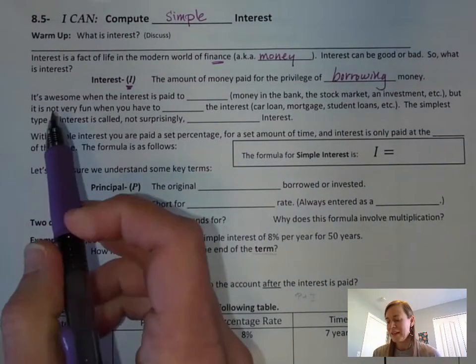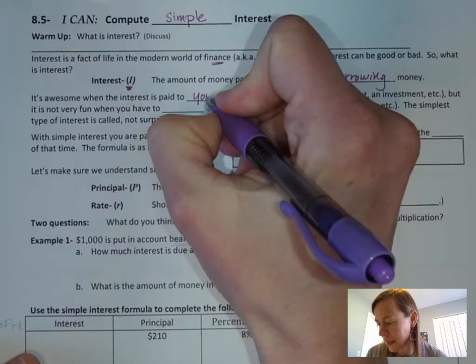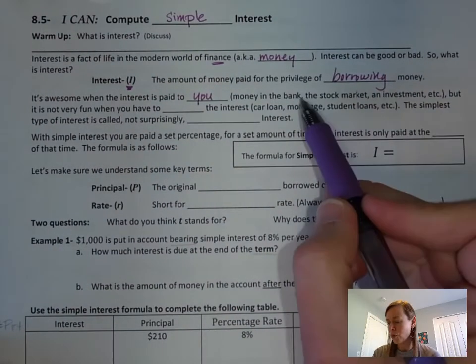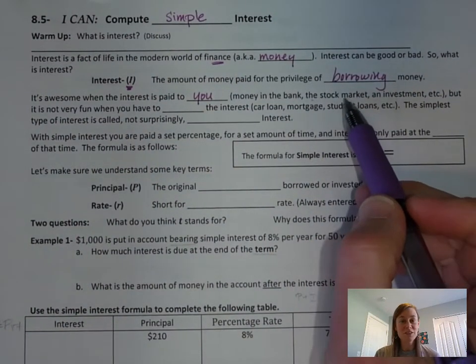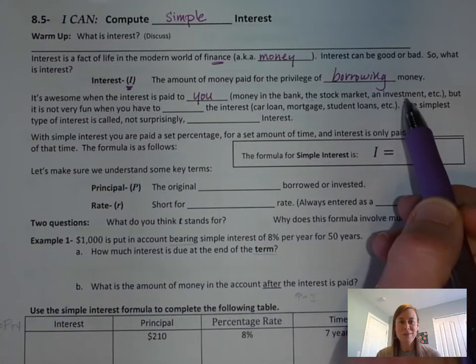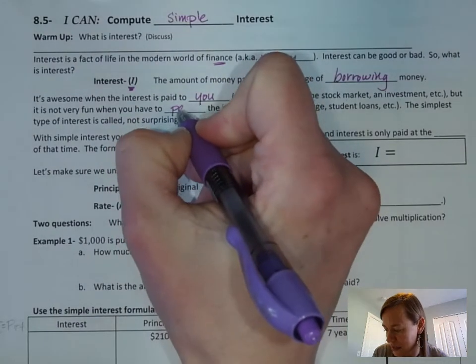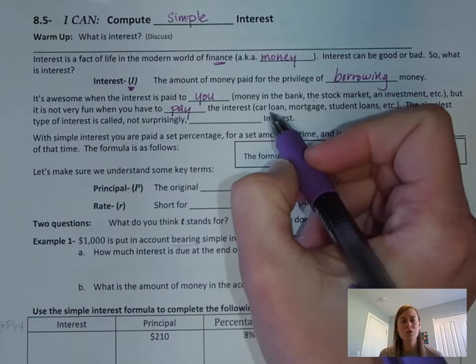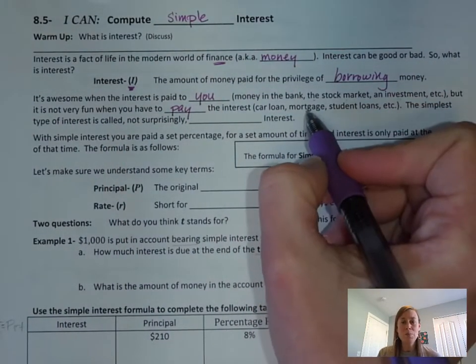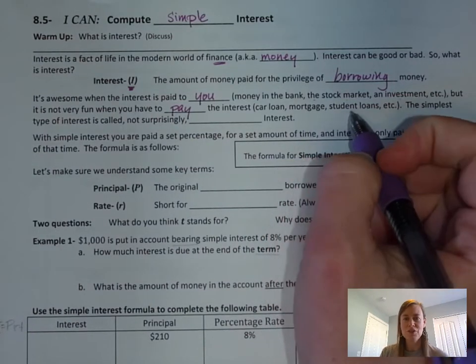It's awesome when the interest is paid to you, like when you put your money in the bank and you earn interest on it, or maybe you invest in the stock market and the stocks do well and you earn interest. But it's not very fun when you have to pay the interest, and that's what happens when you maybe take out a loan to buy a car, or when you buy a house and you get a mortgage, you have to pay interest on it. Student loans also bear interest.